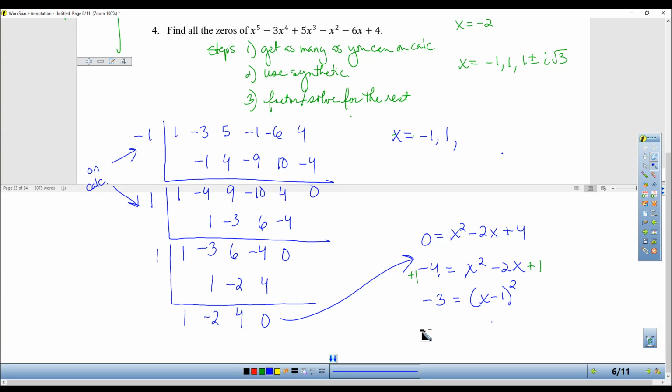And then this is super easy from here. I square root both sides. And then I add 1 plus or minus, and I change this to i square roots of 3. I think it's a little easier than the quadratic formula, but that's just me. So 1 plus or minus i square roots of 3.